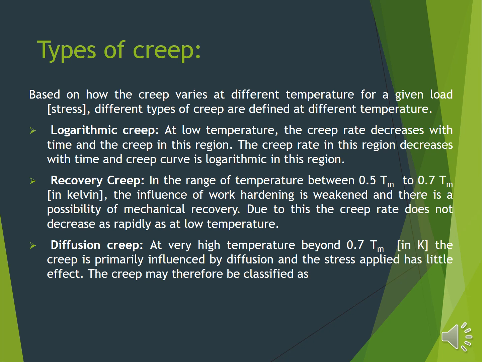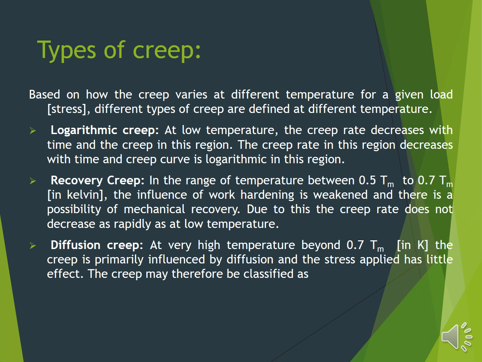Now there are three kinds of creep based on how the creep varies at different temperatures for a given load. That means we have a constant stress, that is application of load or force, and at this constant load and at different temperatures we have three kinds of creep. First one is logarithmic creep, second is recovery creep, third one is diffusion creep. Well, what is logarithmic creep? At low temperatures, the creep rate decreases with time, and the creep curve is logarithmic in this region.